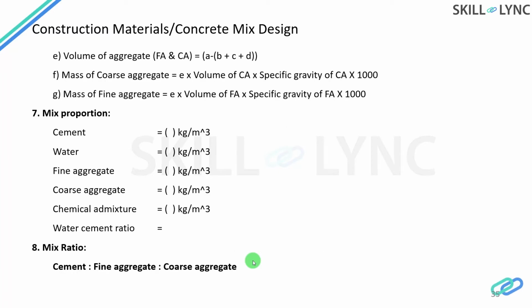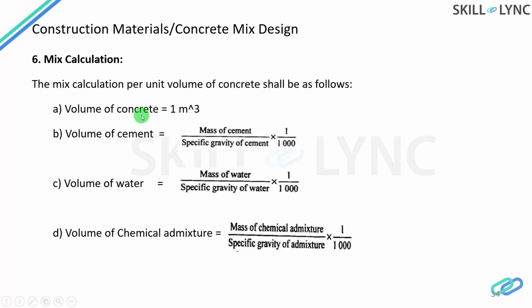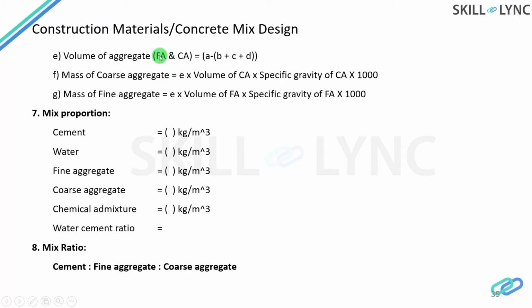So next, after calculating the volumes, we have to calculate the volume of total aggregate, that is the fine aggregate and the coarse aggregate in the concrete. It is calculated using the formula A minus (B plus C plus D), where A is the volume of concrete, that is 1 meter cube, and B plus C plus D is the volume of cement plus volume of water plus volume of chemical admixture. You can see here, from this we will get the volume of aggregate.